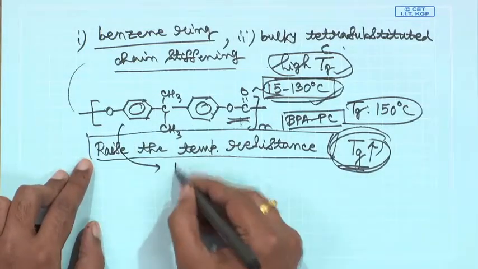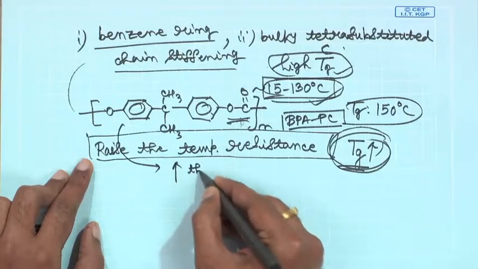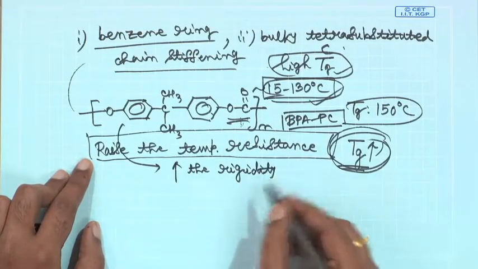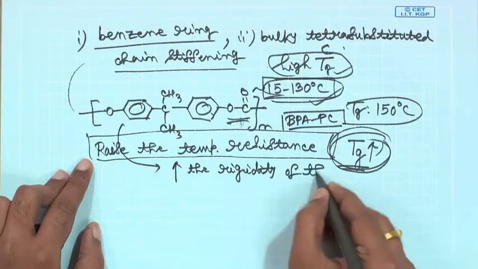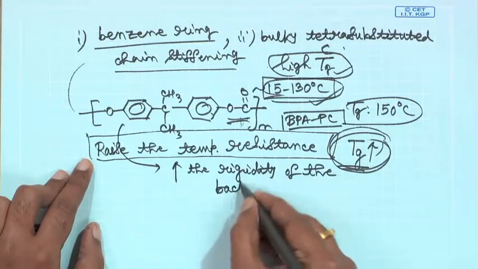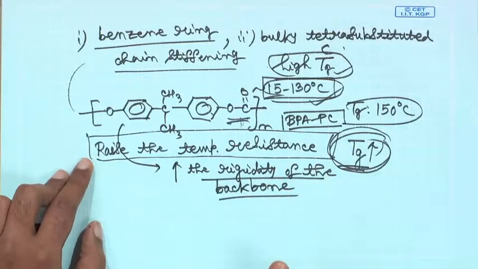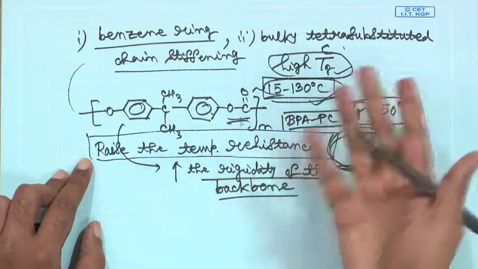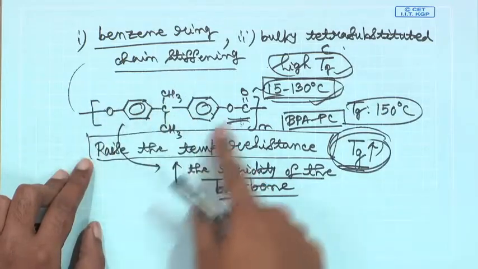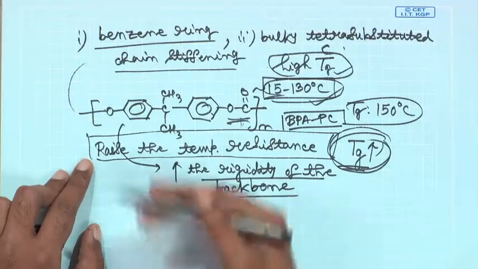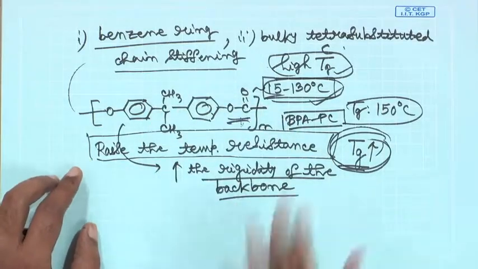Simply increase the rigidity of the backbone. You increase the rigidity of the backbone, you increase the glass transition temperature. So, of course, if you have a flexible chain as compared to this kind of rigid chains, that will have a lower glass transition temperature. We have discussed some of these things before. So, how can you then increase the rigidity of the backbone?